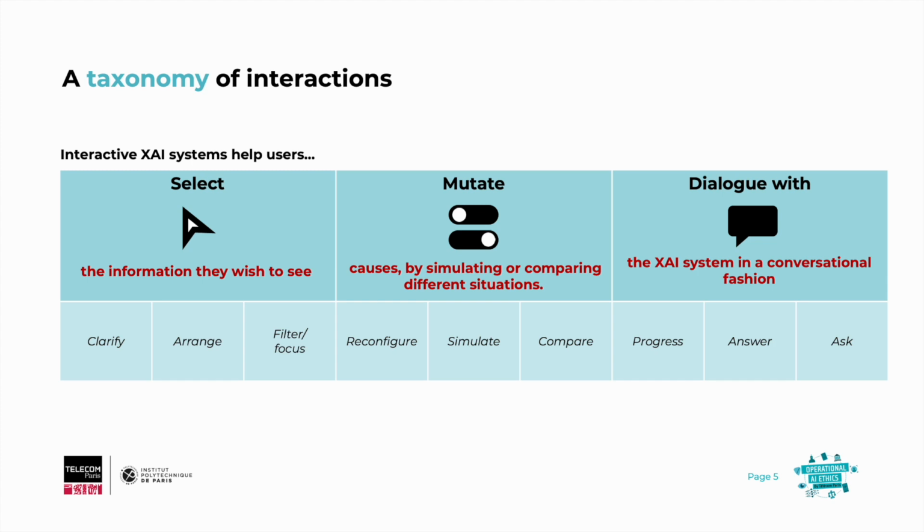Mutate interactions enable the user to mutate causes, which is to test their hypothesis by reconfiguring, simulating, or comparing different situations. This mutation step is part of the human's explanation cognitive process. Finally, dialogue interactions enable the user to interact with the system in a dialogue-like structure. Information about the AI model is then given progressively and/or iteratively. For example, the user can ask the system a question or give the system feedback.